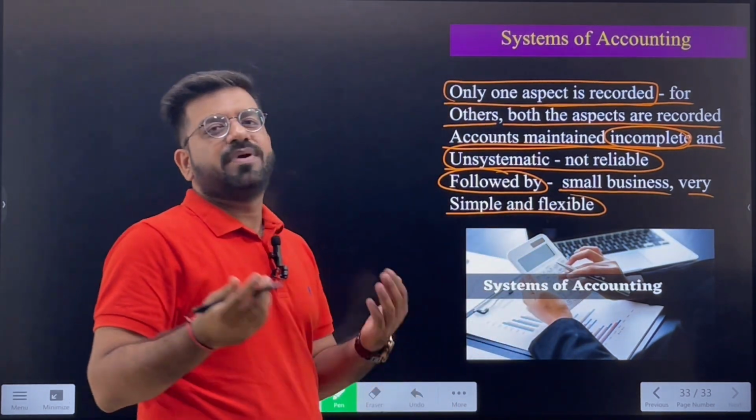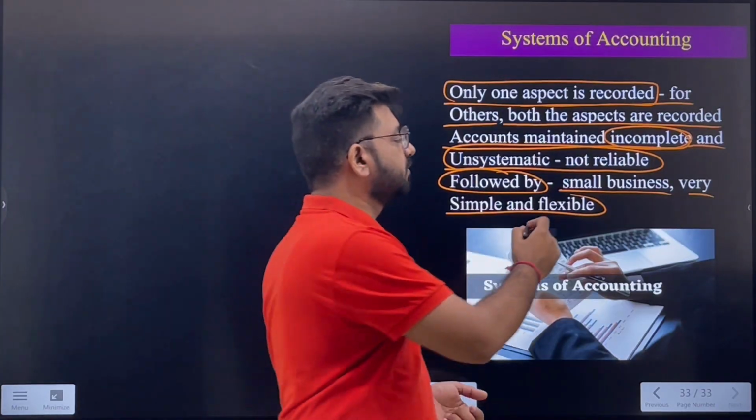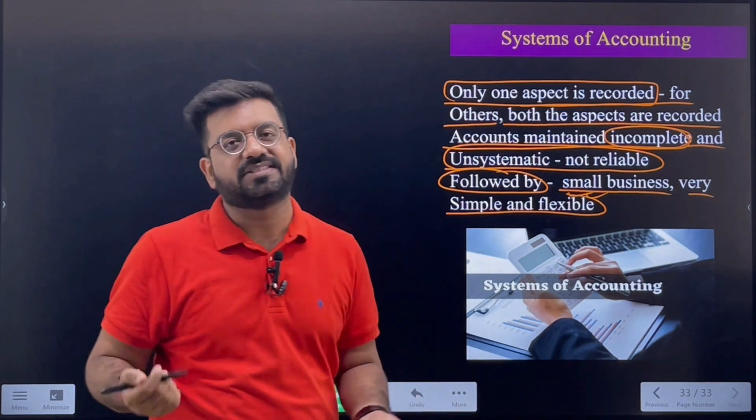Why is it flexible? Because only one aspect is to be recorded, nothing needs to be checked, nothing needs to be verified. Only when things happen, they are recorded. No need to check, no need to do the verification, nothing. Is that okay? So that's why it is flexible in nature. It can be done easily by each and everyone.